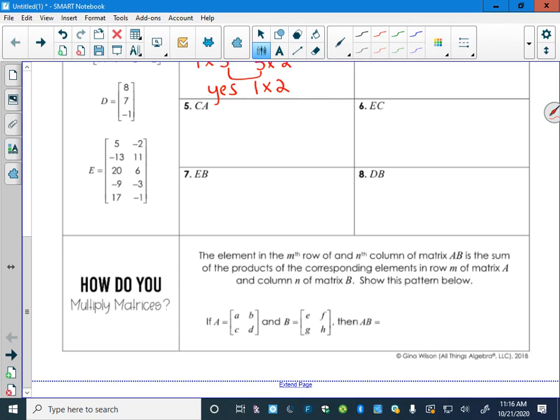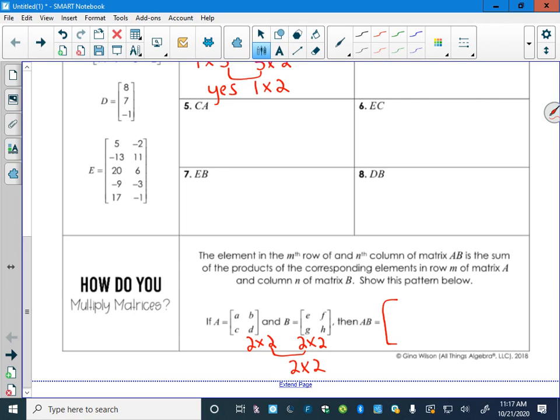How do you multiply matrices? The element in the mth row and nth column of matrix AB is the sum of the products of the corresponding elements in row m of matrix A and column n of matrix B. Show this pattern below. What that means is if this A is a 2 by 2, this B is a 2 by 2, therefore I can multiply because these 2's are the same. So the resulting matrix is going to be a 2 by 2.